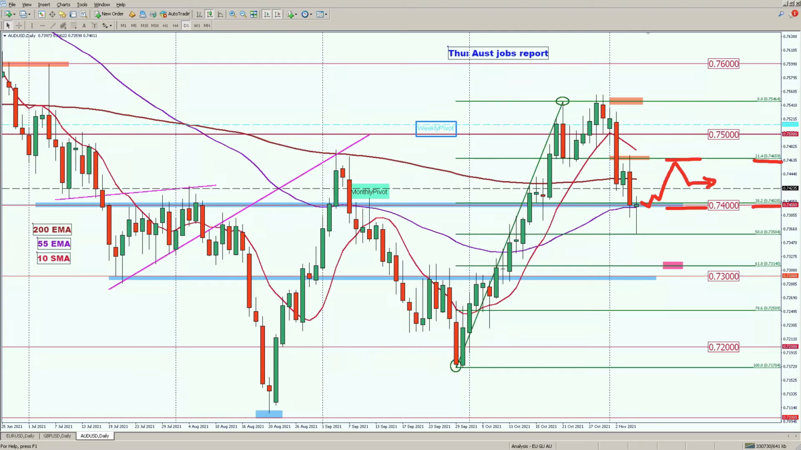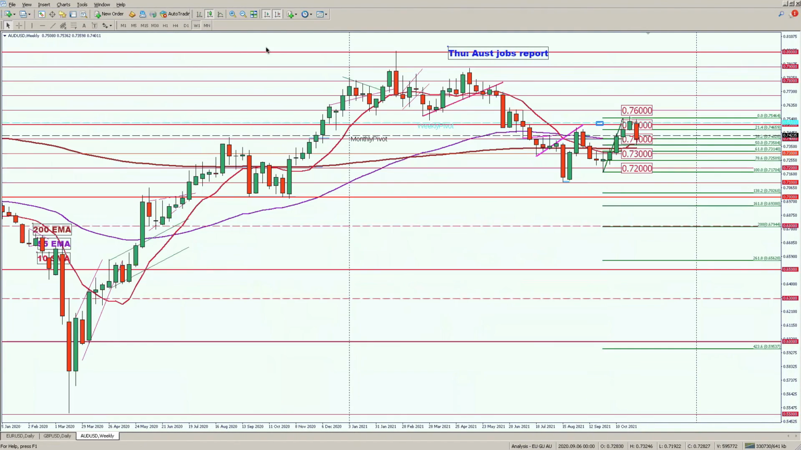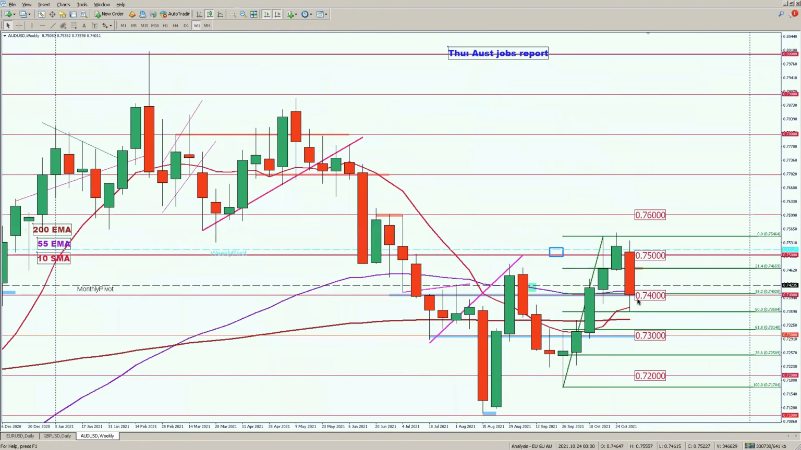Let's also take a look on the weekly time frame for all the pairs. So for the Aussie dollar, there was definitely a bearish engulfing over the 2 previous weeks. And we'll see whether it's going to extend further or whether the weekly 200 EMA will provide additional support as well.